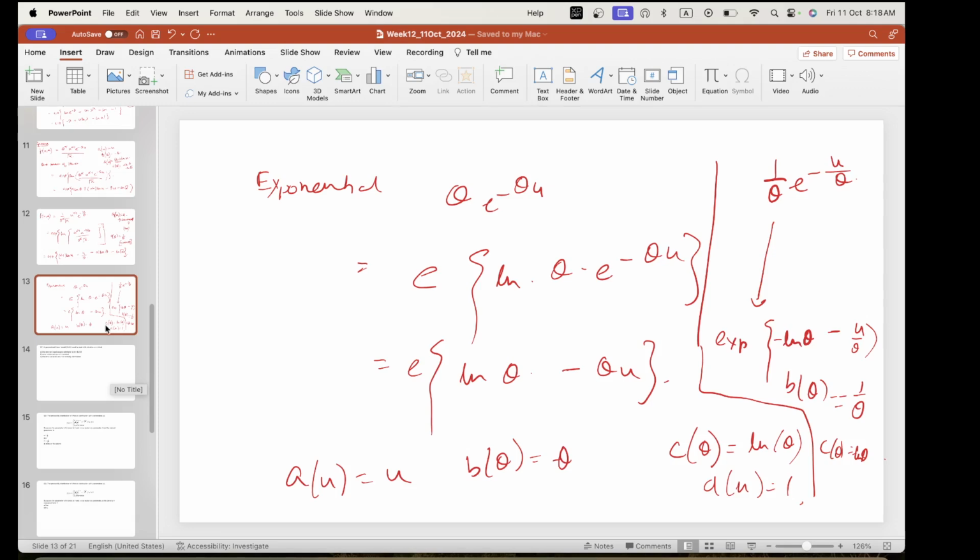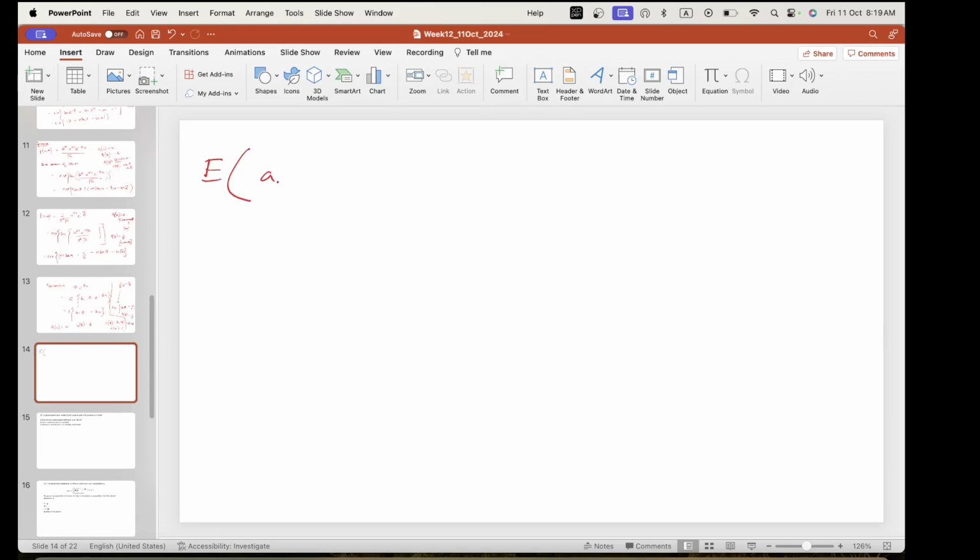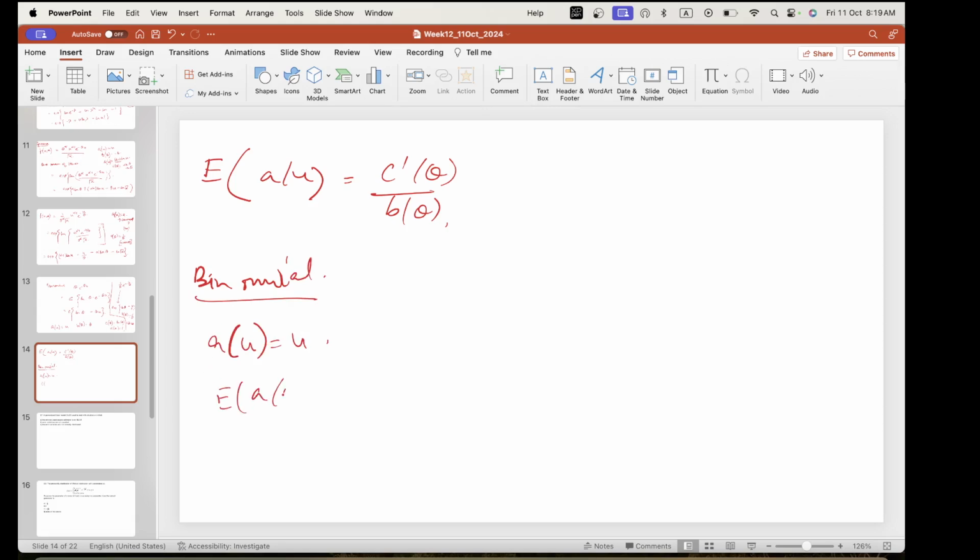Also, we learned something, that the expectation of AU is actually C prime theta by B prime theta. So we'll check it with binomial and Poisson. So in case of binomial, AU was u. Alright. So the expectation of AU is actually the expectation of u, which is nothing but NP. Sorry, this is not the variance; the expectation is NP. We'll see if this holds true with C prime and B prime theta.